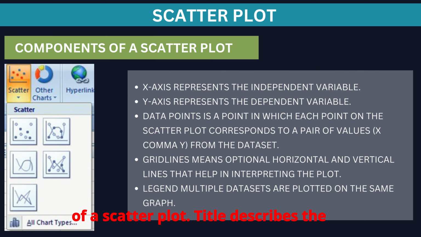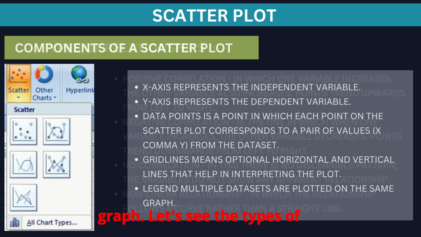Components of a scatter plot. Title describes the content of the scatter plot. X-axis represents the independent variable. Y-axis represents the dependent variable. Data points: each point on the scatter plot corresponds to a pair of values, x, y, from the dataset. Grid lines are optional horizontal and vertical lines that help in interpreting the plot. Legend is used when multiple datasets are plotted on the same graph.